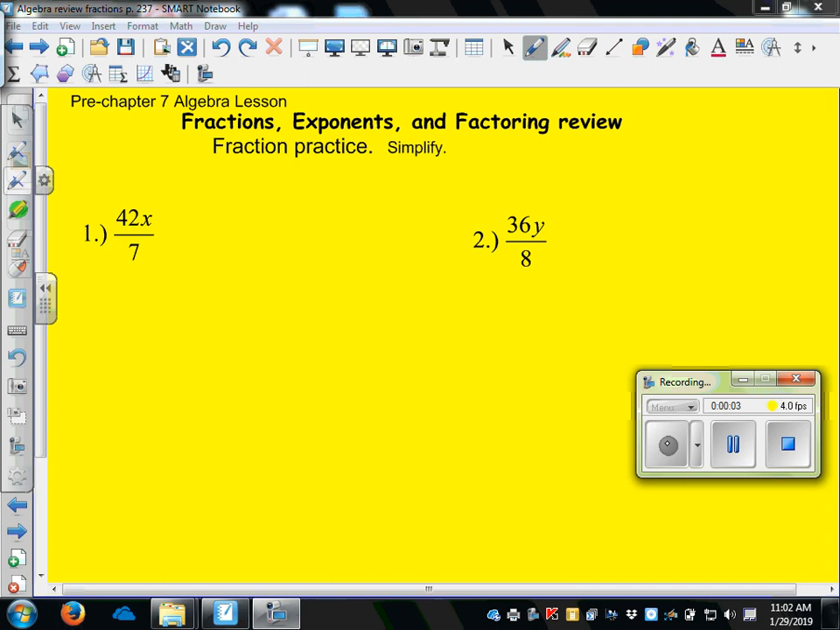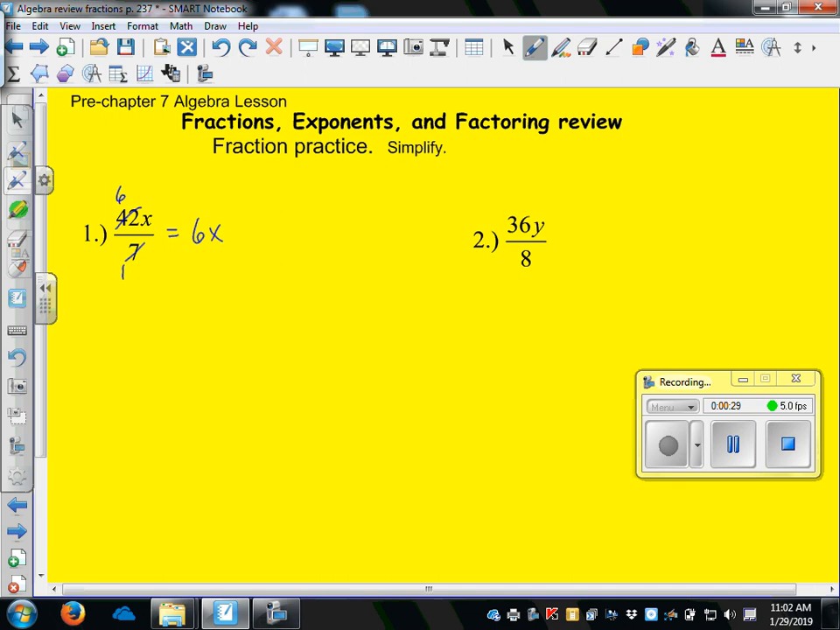This lesson is a pre-teach of Chapter 7, and we're going to do a brief review of some algebraic simplifying of fractions and factoring. So number 1, fraction practice, 42x over 7. If you want to simplify this fraction into lowest terms, we're going to reduce the numerator and denominator by 7, and I can quickly divide each of these by 7, and I'm left with 6x.